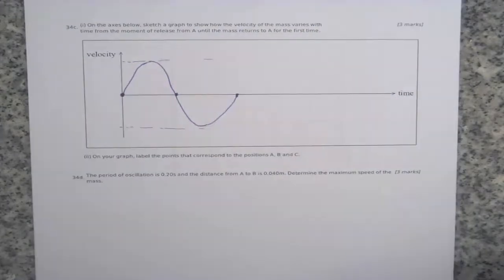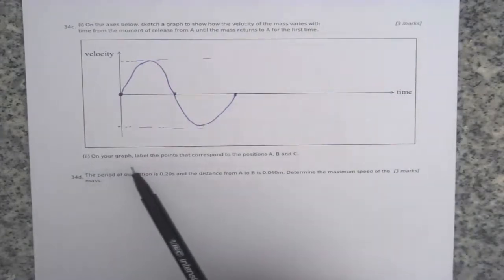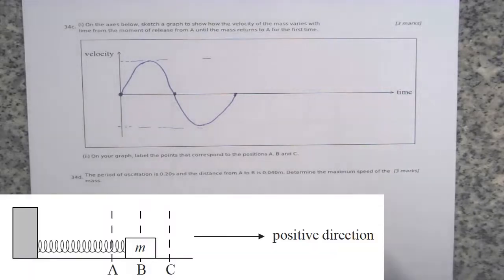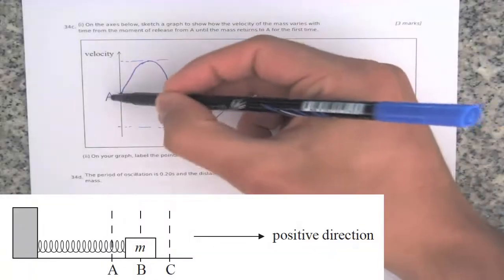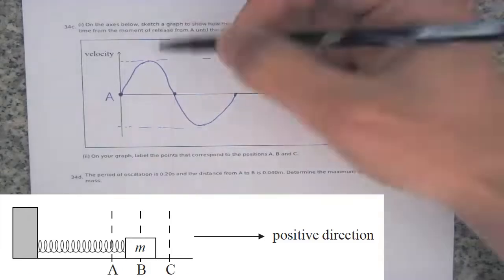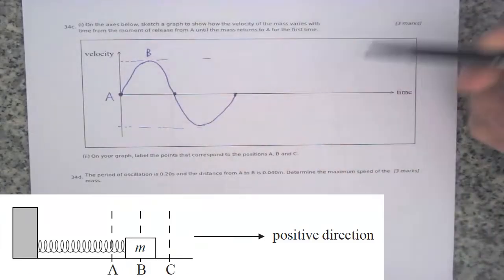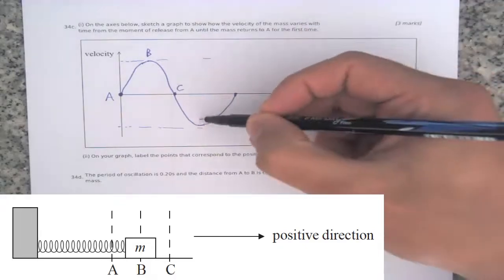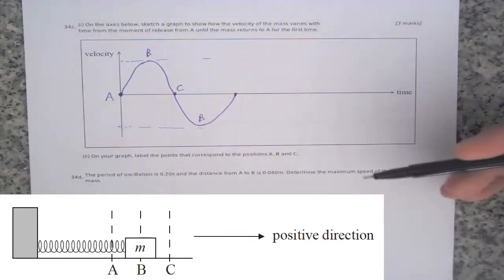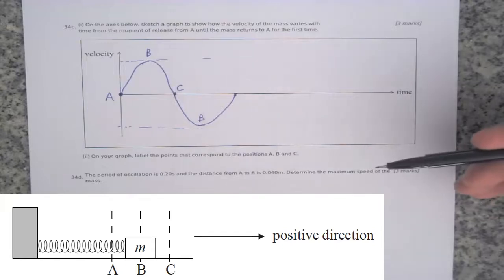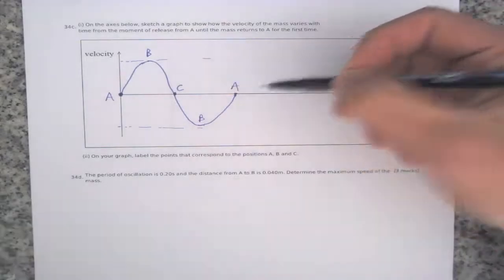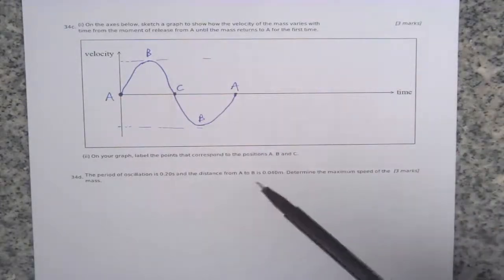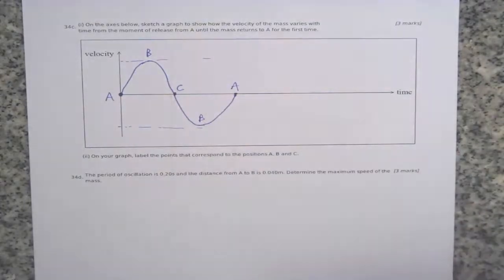And at number 2, it says, on your graph, label the points that correspond to the positions A, B, and C. So what do we have here? We start from A, zero velocity, we go all the way to position B with a maximum positive velocity, all the way to C that the object stops, all the way back to B with a maximum negative velocity this time because we go in the negative direction, and again we reach the point A. So these are the labels, the points that you need to place on your diagram.